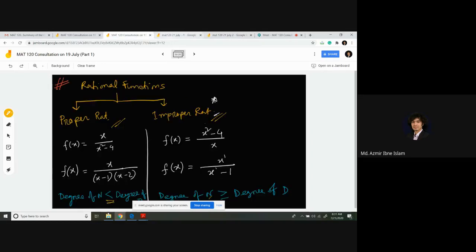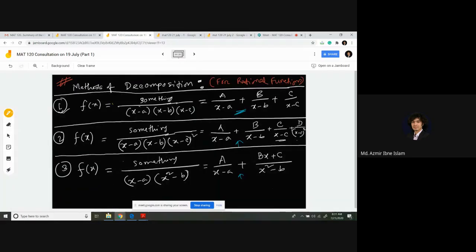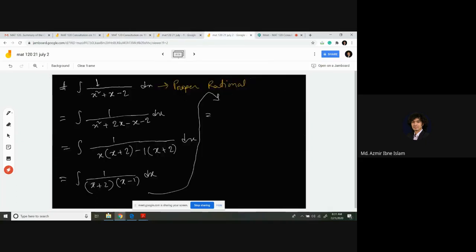That means which technique will be applied out of these 3? The first one, sir, because the first one has power 1, power 1, power 1. It doesn't matter that we have here x negative a, we may have x positive a, x positive b, x positive c. So all the factors with power 1, that means all the factors separately will take one constant. So we are going this way.